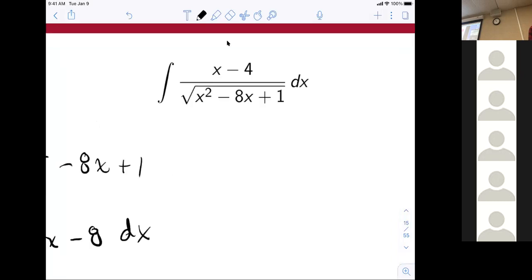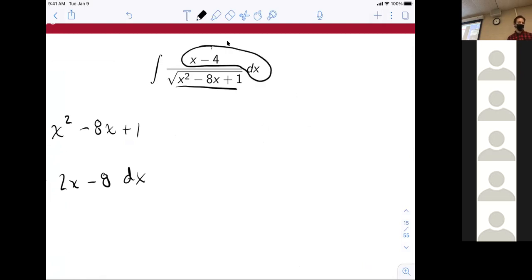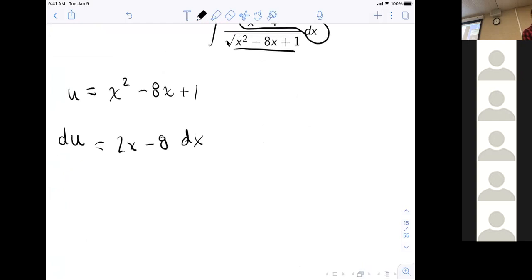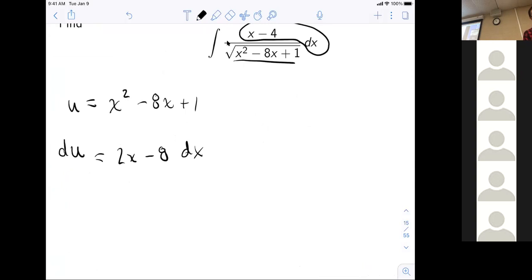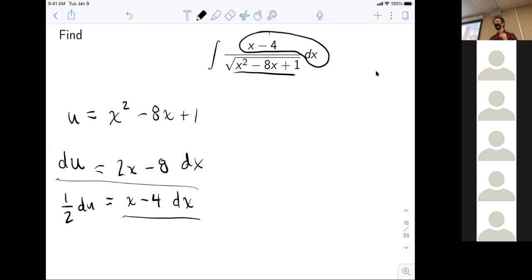So I've got u right here. This is u. What's left over is this x minus 4 dx. When I find du, I have 2x minus 8 dx. So what do you think I should do to both sides of du? I want to have an x minus 4 dx, and then I can just make a direct substitution. So I'm going to divide both sides of this by 2. When I do that, I get 1/2 du on the left. This is equal to x minus 4 dx on the right. And x minus 4 dx is exactly what I have left in this integral.